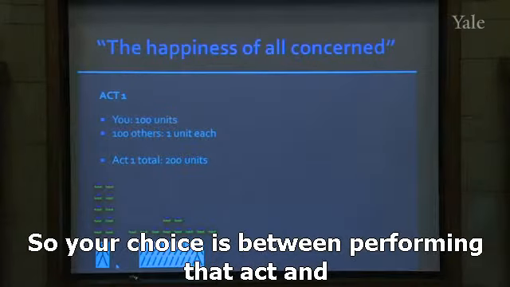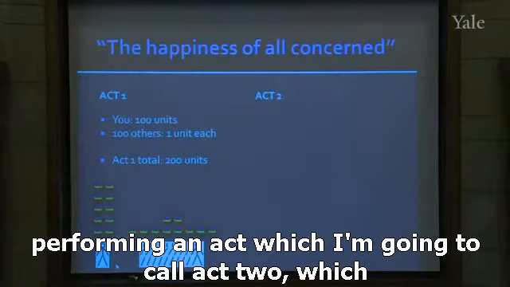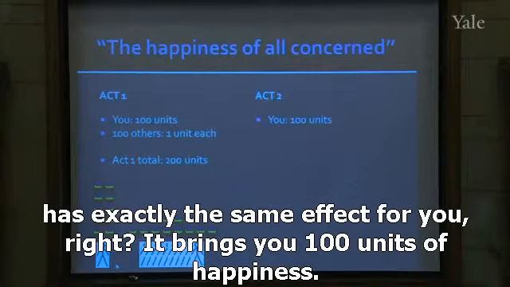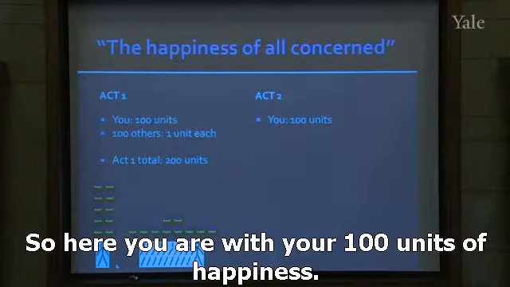So your choice is between performing that act and performing an act which I'm going to call Act 2, which has exactly the same effects for you, right? It brings you 100 units of happiness. So here you are with your 100 units of happiness.